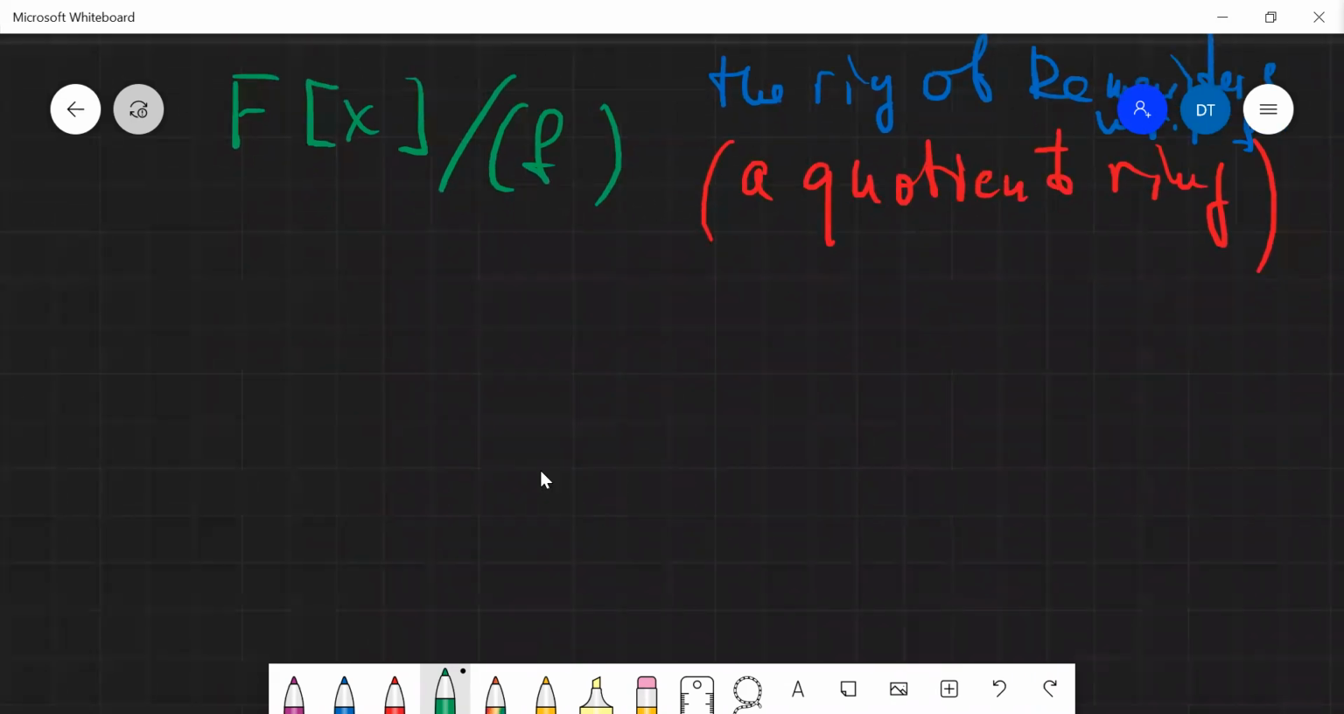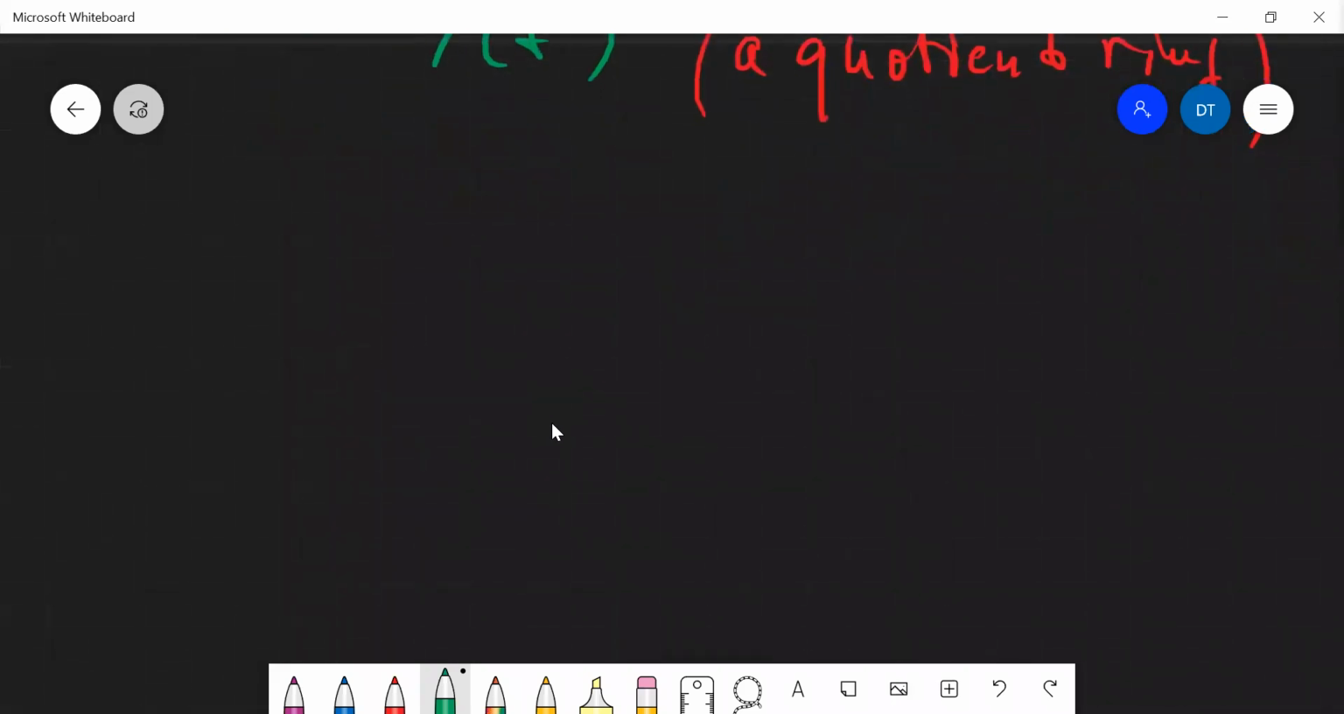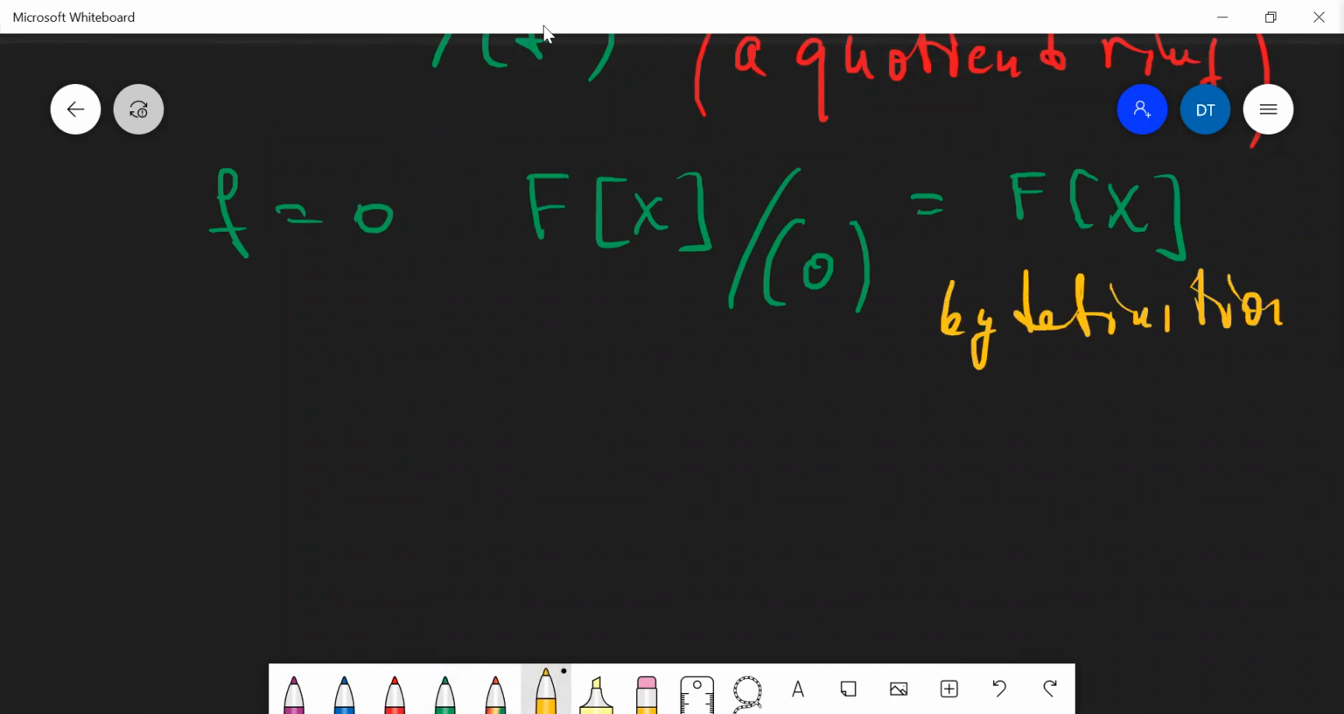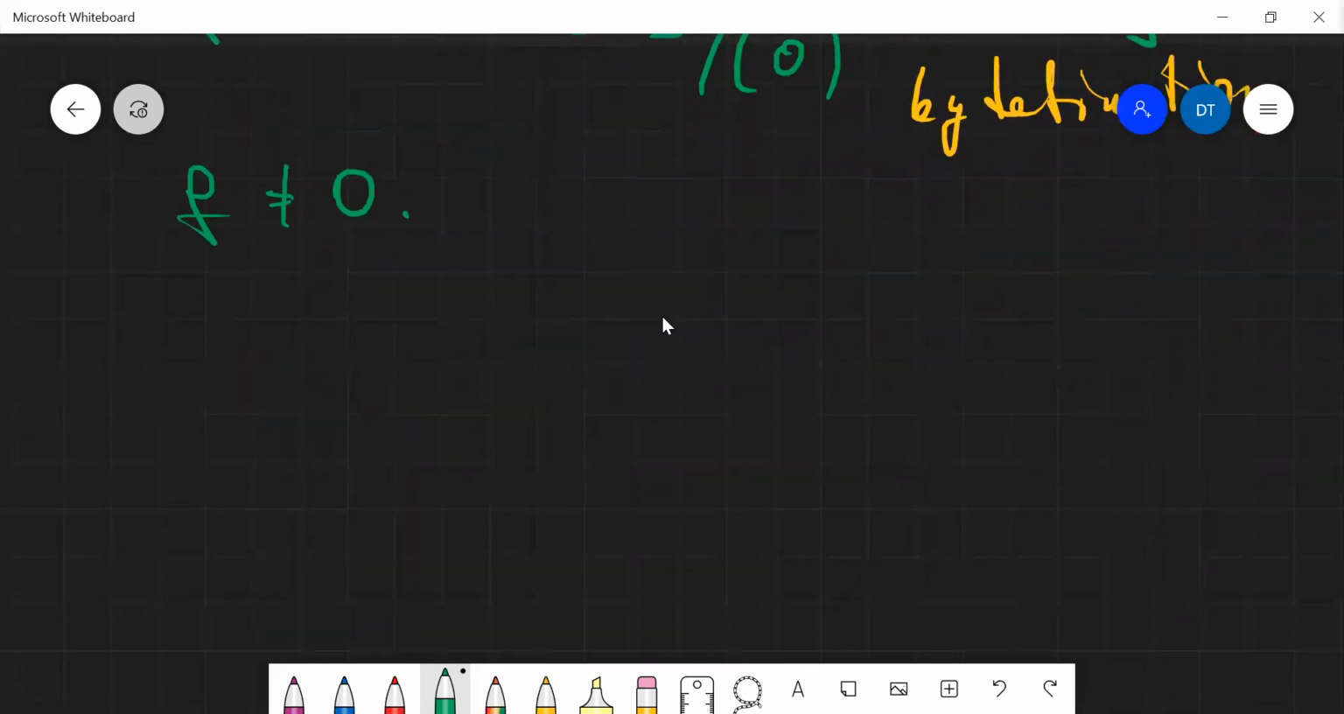But before doing that, there is a special case. The definition is given in two steps. First of all, if f is a zero polynomial, then just by definition, we will define this ring of remainders to be just the set of polynomials. So this is just by definition. Now I may assume that f is a non-zero polynomial, since for the zero polynomial this is just the trivial definition. It's not interesting. So now I want to give you the interesting part, when f is a non-zero polynomial.